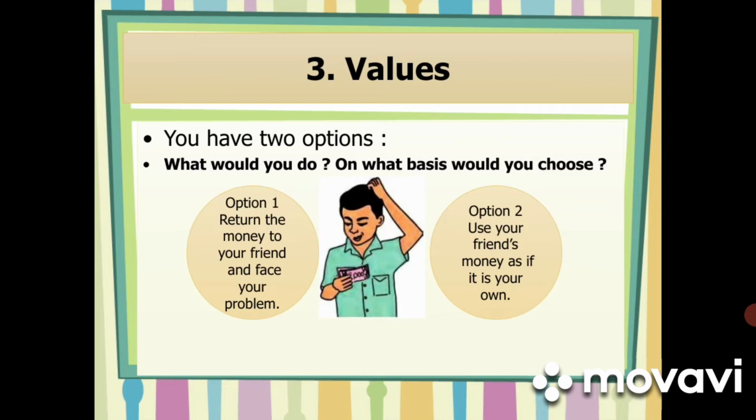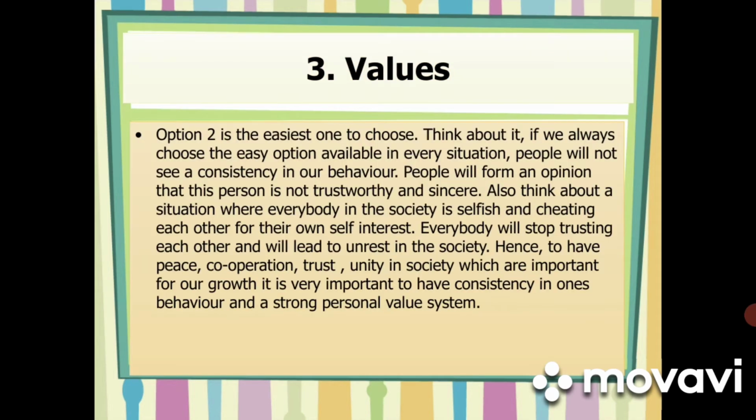Option 1. Return the money to your friend and face your problem. Option 2. Use your friend's money as if it is your own. Option 2 is the easiest one to choose. Think about it. If we always choose the easy option available in every situation, people will not see a consistency in our behavior. People will form an opinion that this person is not trustworthy and sincere.